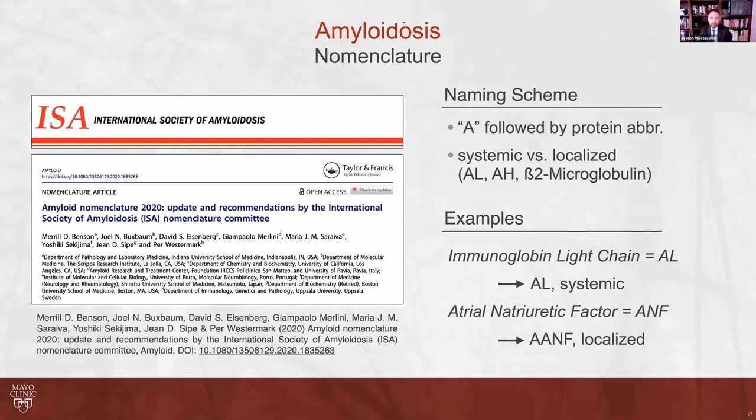The long and short of it is that naming of amyloid is actually pretty simple. The abbreviation for the protein simply has the capital letter A appended to the beginning of it, and that indicates that the protein is in its amyloidogenic form. So the protein abbreviation for light chains is a capital L. If you're indicating that it's depositing as amyloid, it's simply AL. Likewise, for ANF, atrial natriuretic factor, to indicate that it's depositing as amyloid, you simply affix a capital A to it, so AANF type amyloid.